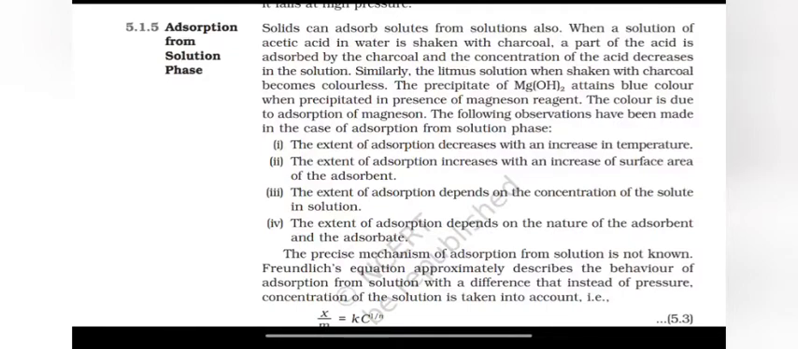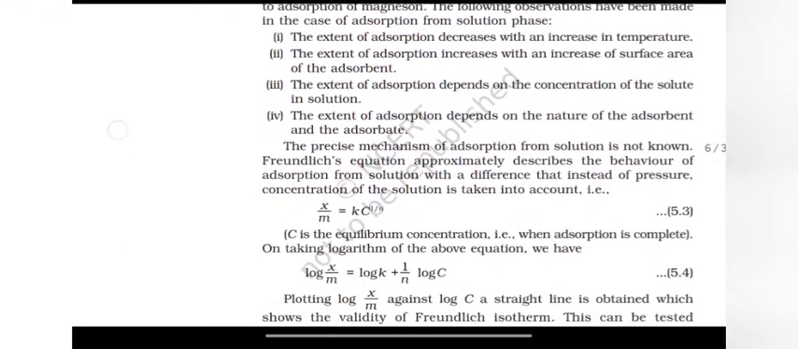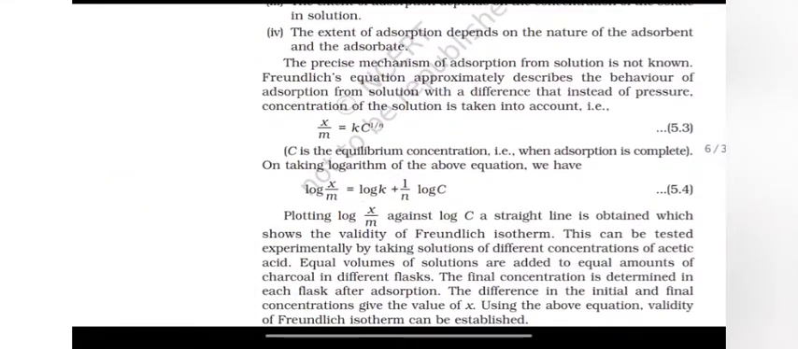The following observations have been made in case of adsorption from solution phase. The extent of adsorption decreases with an increase in temperature. The extent of adsorption increases with an increase of surface area of adsorbent. The extent of adsorption depends on the concentration of the solute in solution. The extent of adsorption depends on the nature of adsorbent and adsorbate. The precise mechanism of adsorption from solution is not known.